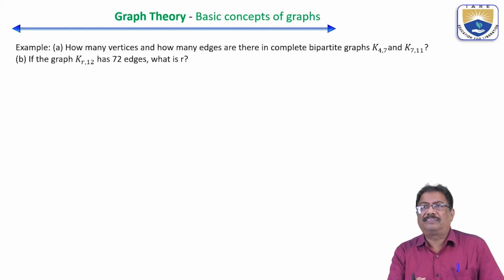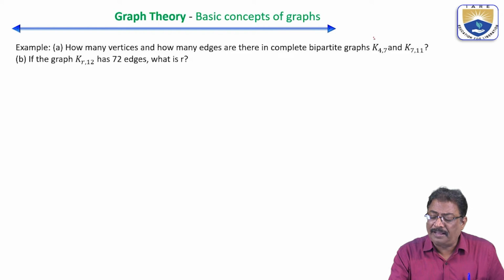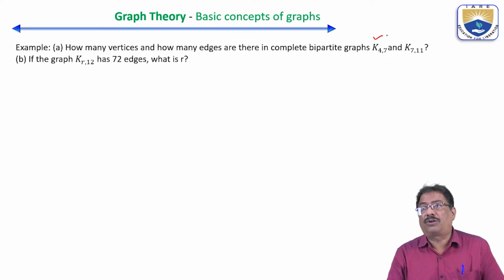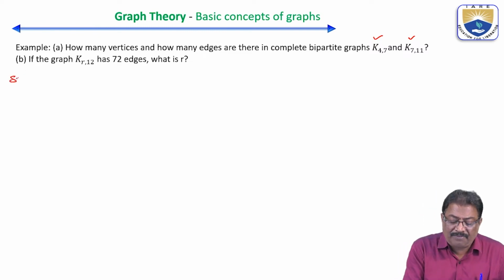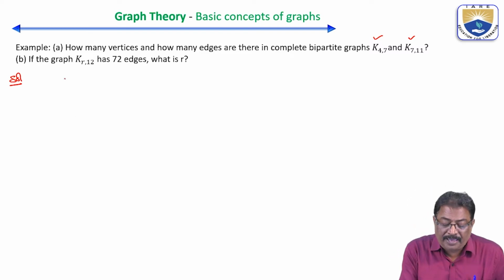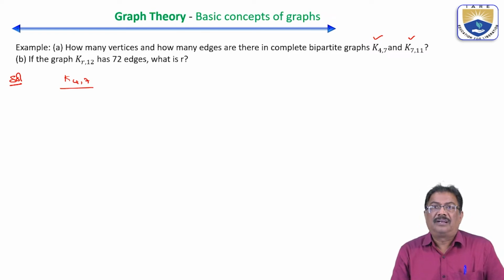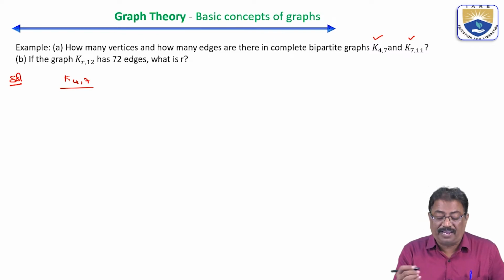Now let us go for similar problems. How many vertices and edges are there in the complete bipartite graphs K4,7 and K7,11? And another one: if the graph K r,r+2 has 72 edges, then what is r? So K4,7 is a complete bipartite graph. V1 has 4 vertices and V2 has 7 vertices. Now, how many vertices and how many edges are there?